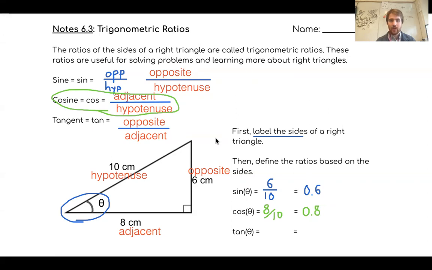And finally, we'll do it with the tangent. Remember, tangent, opposite divided by adjacent. So we've got the opposite side, 6 centimeters, the adjacent side, 8 centimeters. We're going to do 6 divided by 8. You can put that into your calculator to get a decimal. You'll get 0.75.